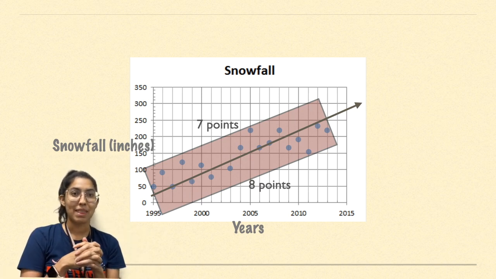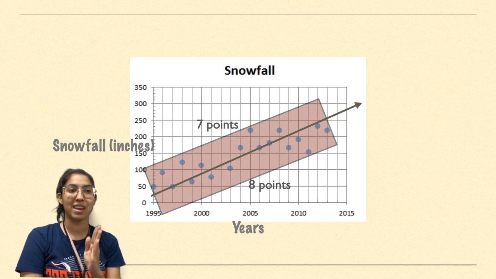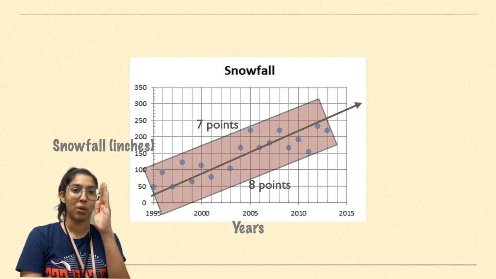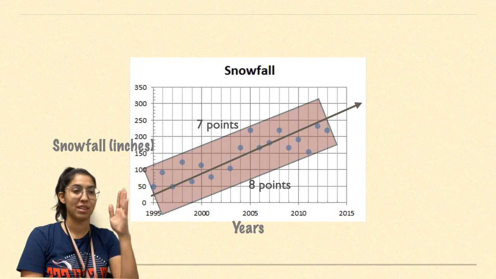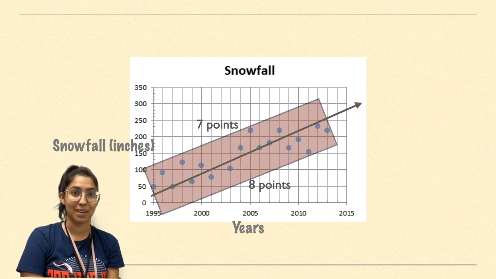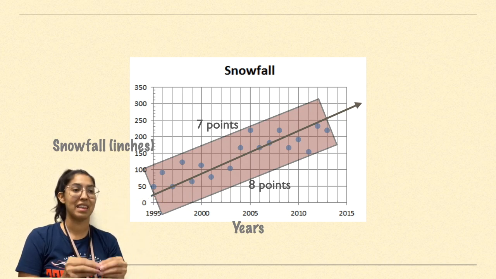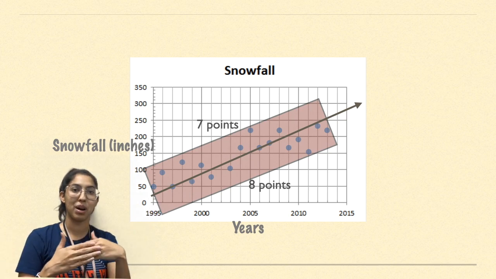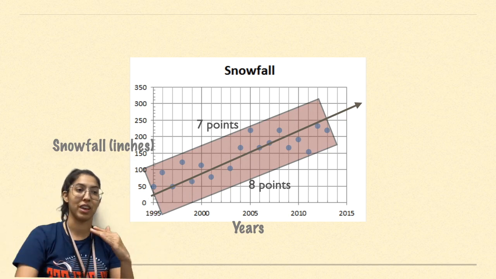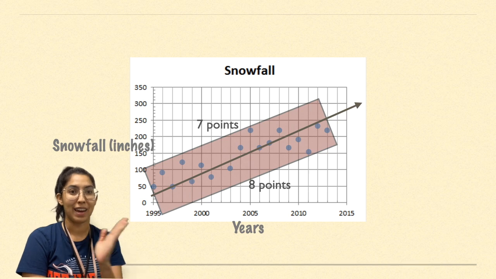Now, you might be thinking, if I just need an even amount of points, can I just draw a line through the middle, vertically or horizontally? No, we cannot do that. We want a linear, like negative or positive line. Okay, so negative or positive line. So it has to be diagonal.